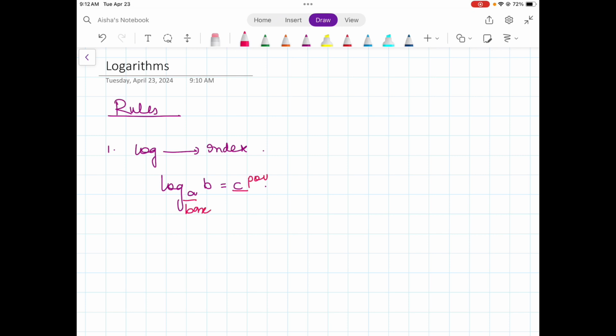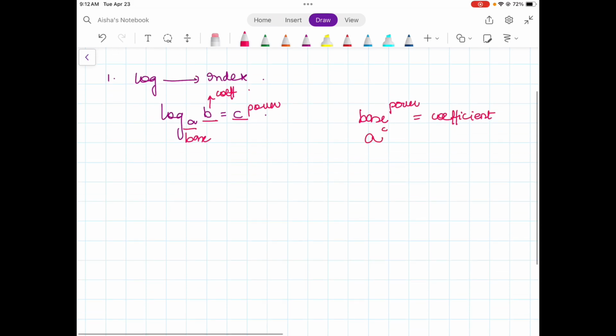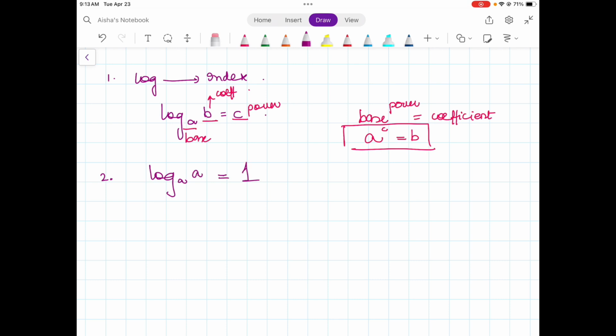Base, power, coefficient. The formula is base to the power is equal to coefficient. Now the second rule is log A A. If base and coefficient are the same, the entire expression is equal to 1. The third rule is, whatever the base is, if the coefficient is 1, the entire thing is equal to 0.